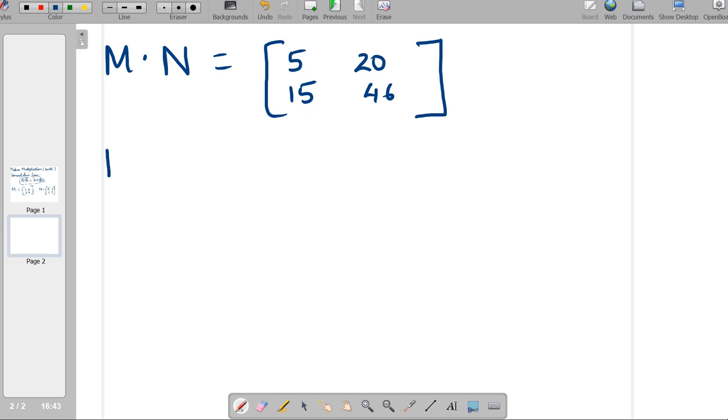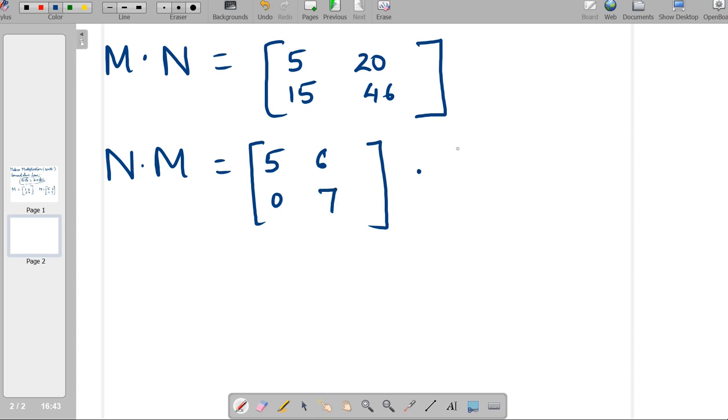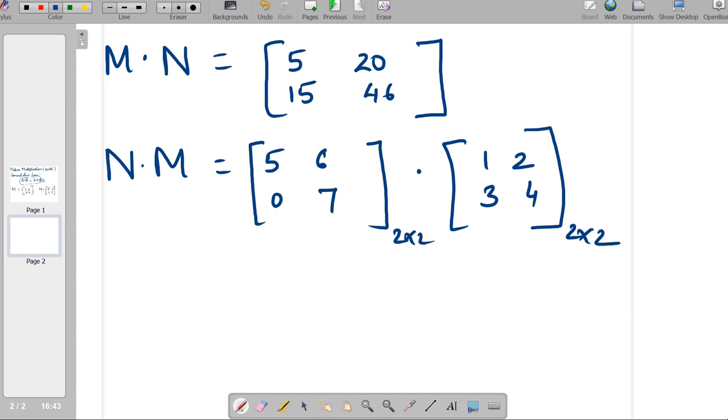Now we'll multiply N into M. Means your first matrix will be N and your second matrix will be M. So N had elements 5, 6, 0, 7 and M had 1, 2, 3, 4. Both the orders are 2 cross 2, so we don't have to check the number of rows and columns because it's the same. Now when you multiply these, let's see how the result is affected.